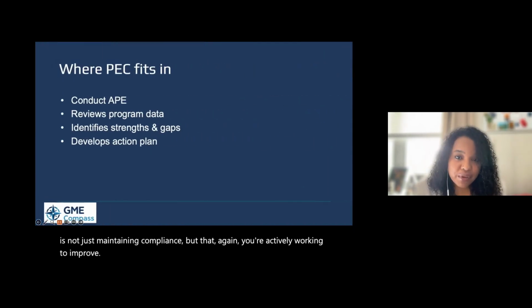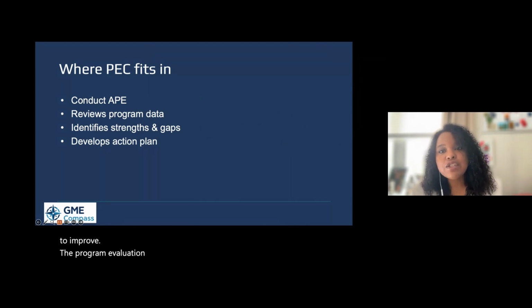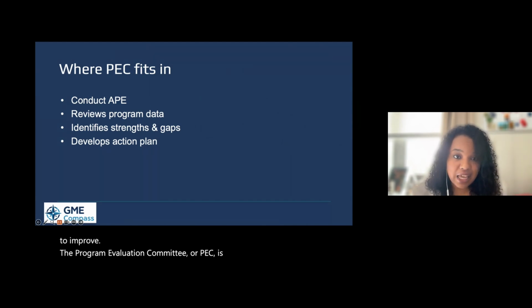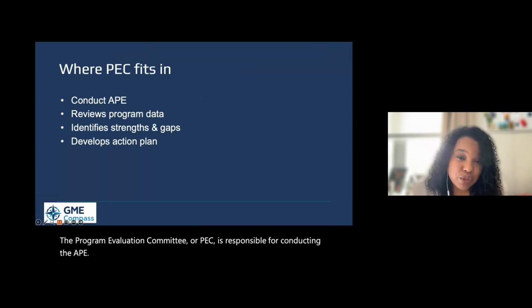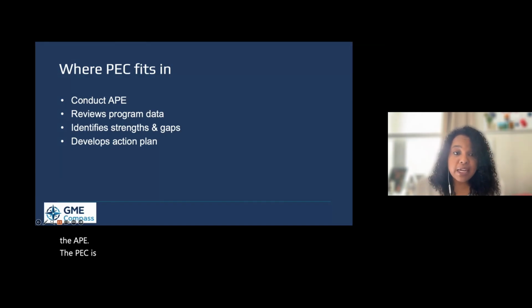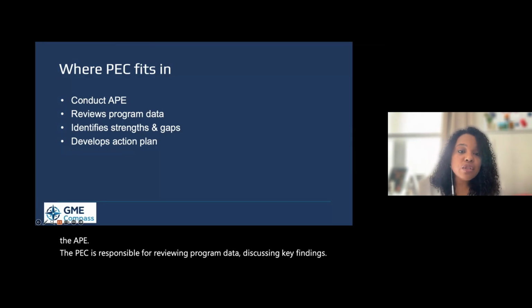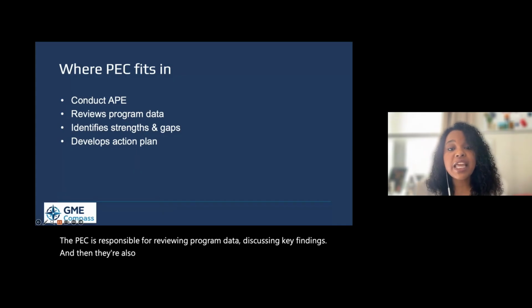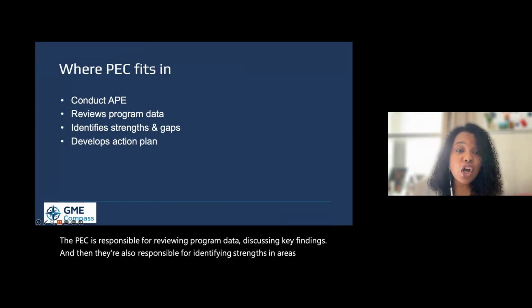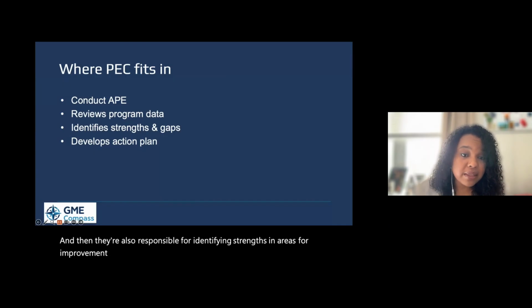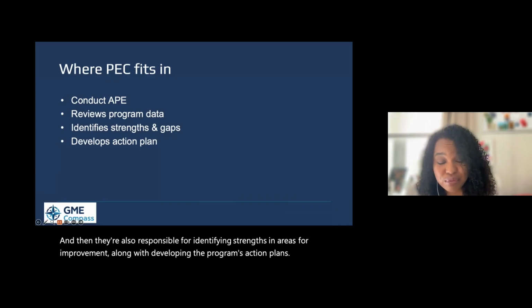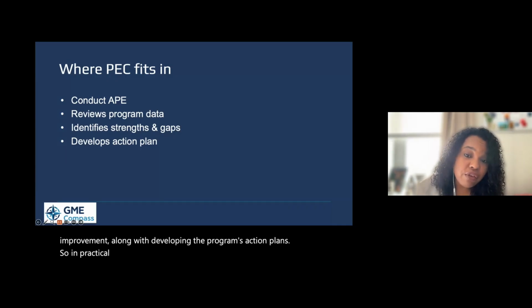The Program Evaluation Committee, or PEC, is responsible for conducting the APE. The PEC is responsible for reviewing program data, discussing key findings, and then they're also responsible for identifying strengths and areas for improvement, along with developing the program's action plans. So in practical terms, the APE is a direct reflection of the work of the PEC.